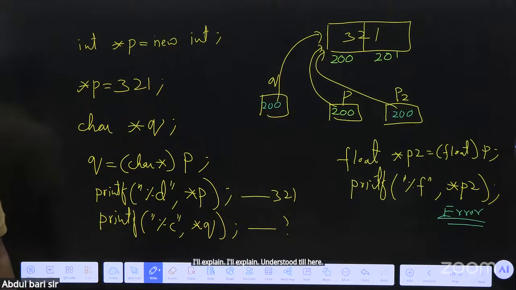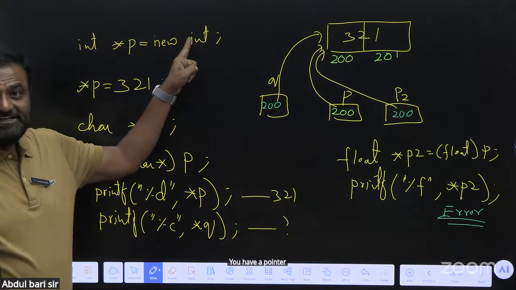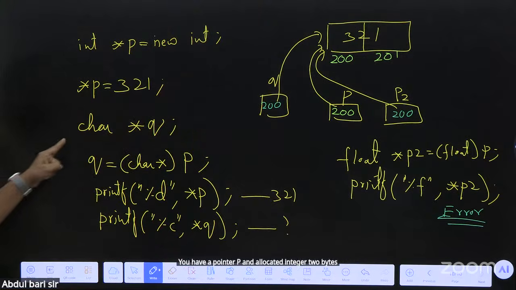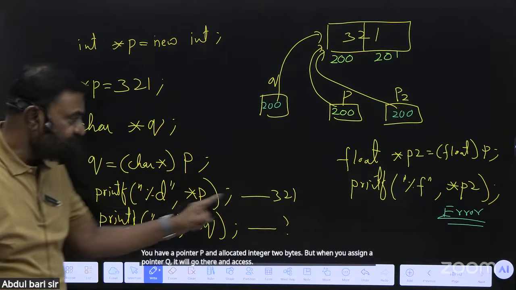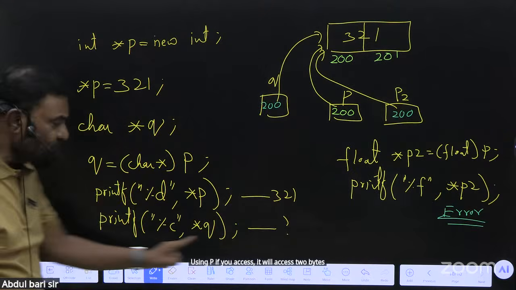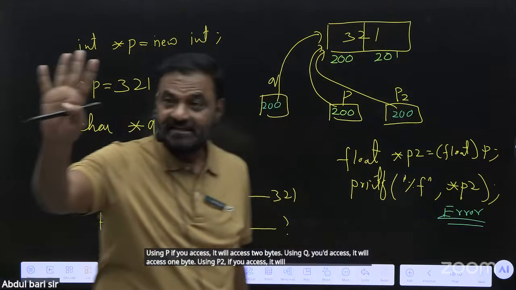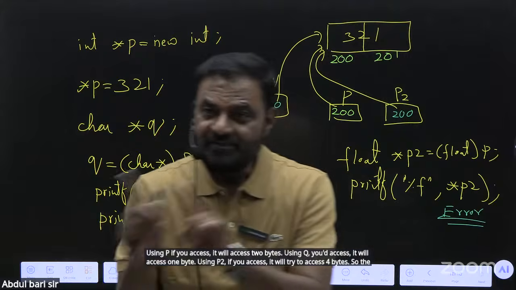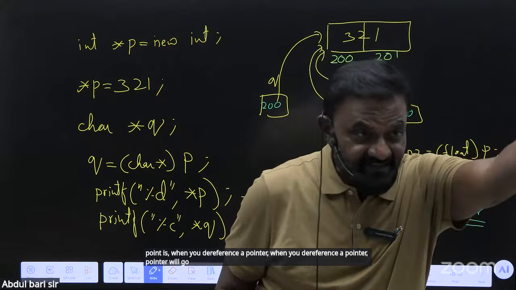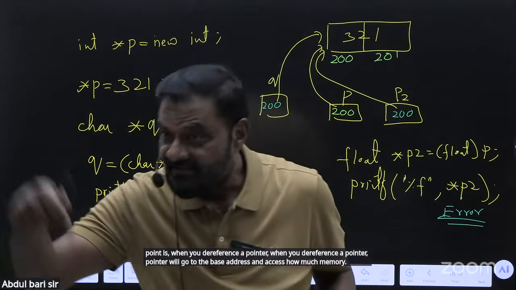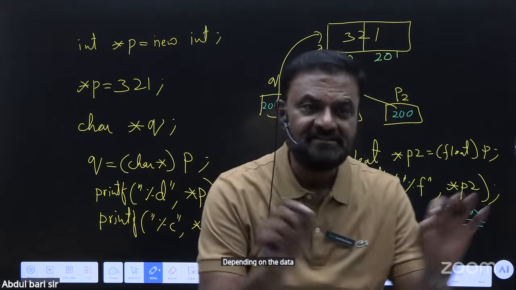See, what was the discussion? Once again, I am showing you. You have a pointer P and allocated an integer, 2 bytes. But when you assign a pointer Q, it will go there and access 1. Using P, it will access 2 bytes. Using Q, it will access 1 byte. Using P2, it will try to access 4 bytes. So the point is, when you dereference a pointer, it will go to the base address and access how much memory? Depending on its data type. So this is the discussion.